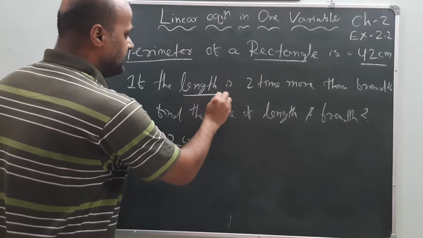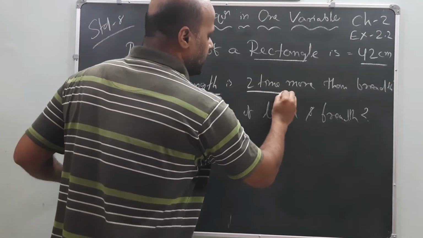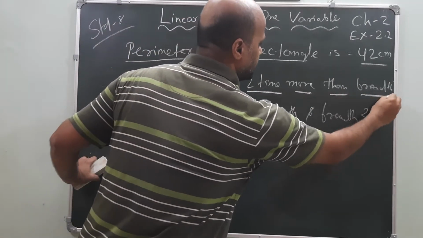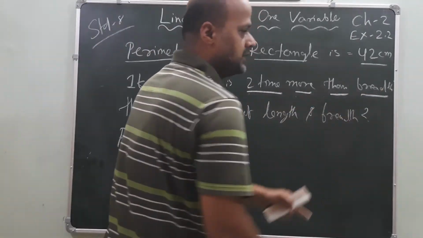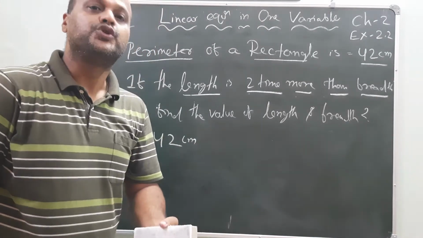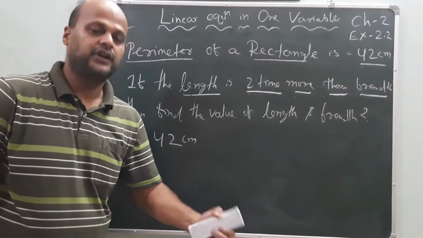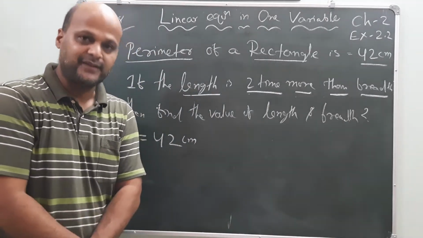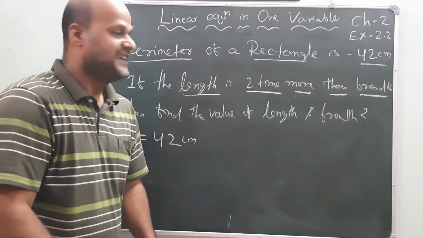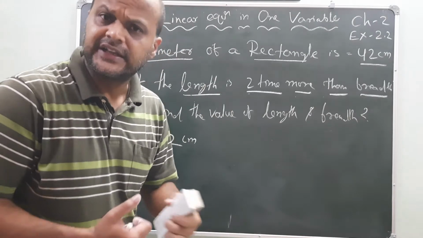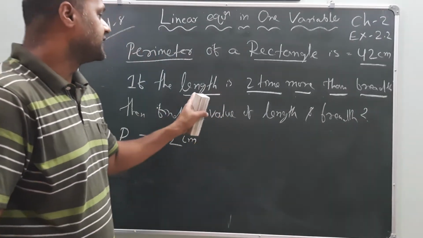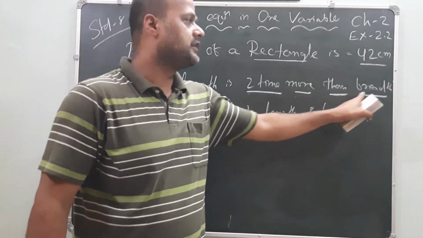What is it saying now? Length is 2 times more than breadth. Which one is greater? Which one is smaller? Length is greater or breadth is greater? Tell me. Yes, length is greater and breadth is smaller. But here the values are not given. Then how will you find out? So it is saying that length is 2 times more than breadth.